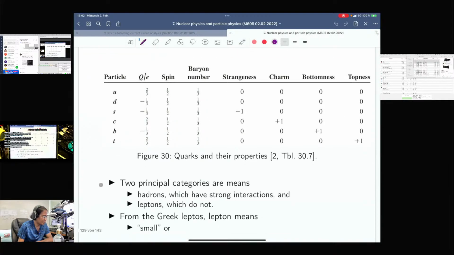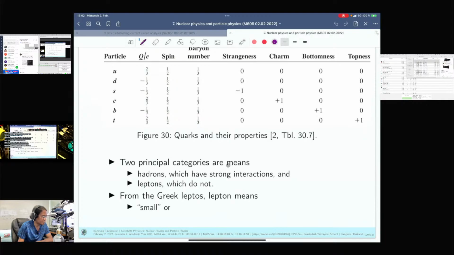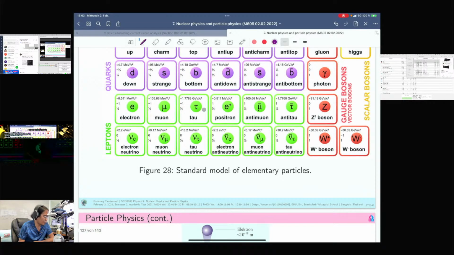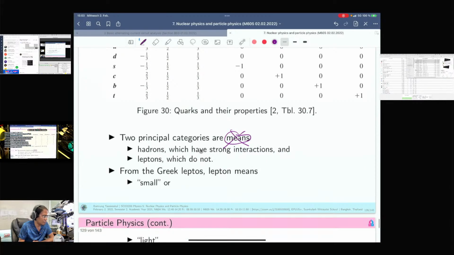Okay. Two principal categories: hadrons, which have strong interaction, and leptons, which do not. Okay, hadrons have strong interaction, not only quarks. And leptons do not interact via the strong force. Okay, that's why the tau lepton is not classified into the quark category, because it doesn't involve strong interaction.